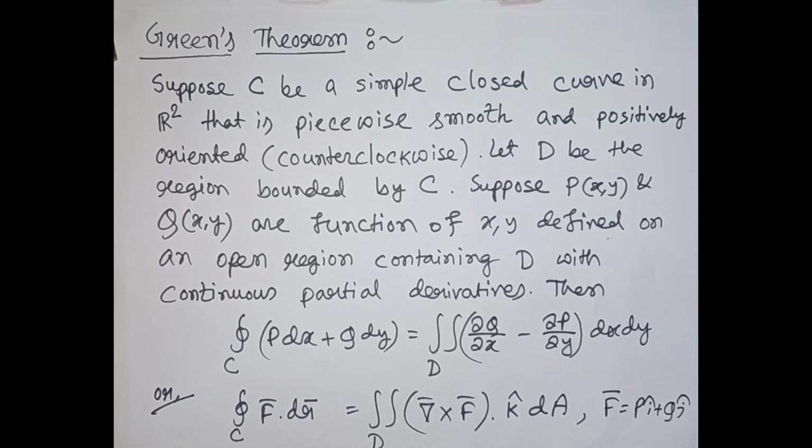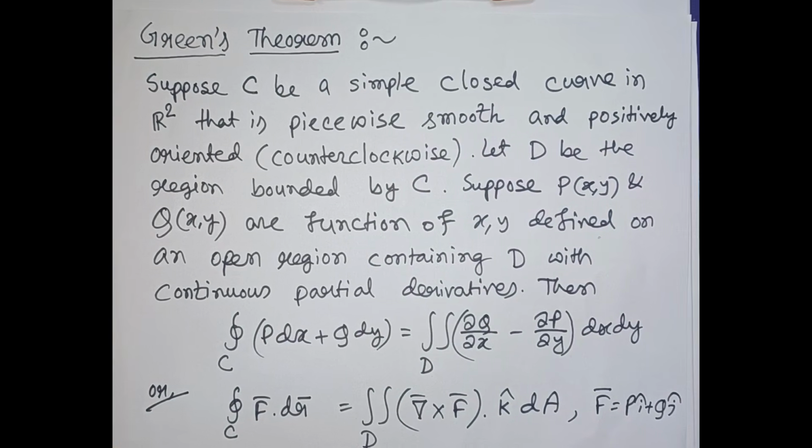So you have to know the statement very well. Green's theorem: suppose C is a simple closed curve in R2 that is piecewise smooth and positively oriented, that is counterclockwise, and let D be the region bounded by C. Suppose P and Q are functions of x and y defined on an open region containing D with continuous partial derivatives. Then Green's theorem states that the line integral of P dx plus Q dy is equal to the double integral of (del Q/del x minus del P/del y) dx dy. So this is the statement of Green's theorem.